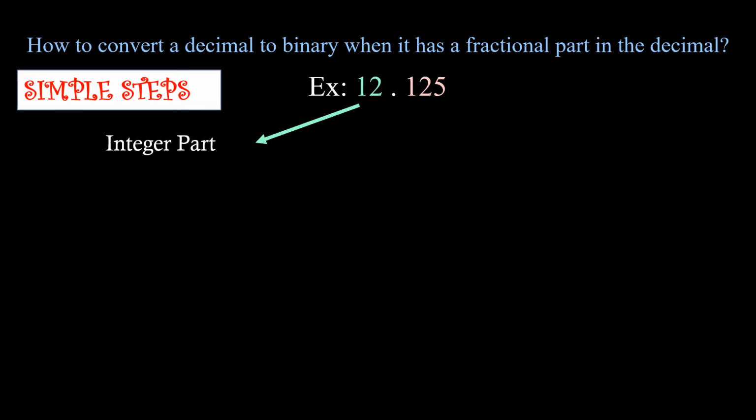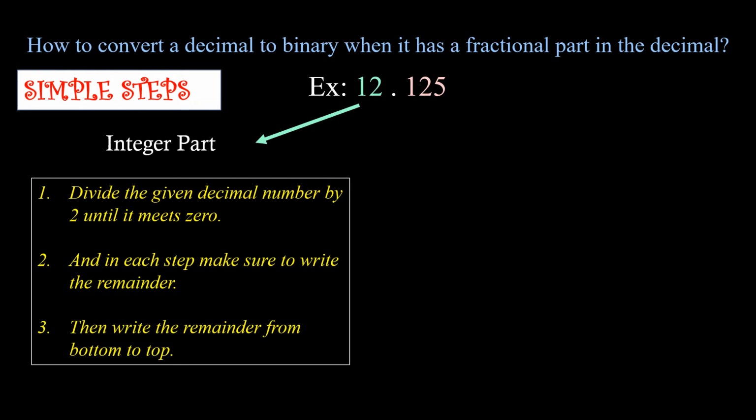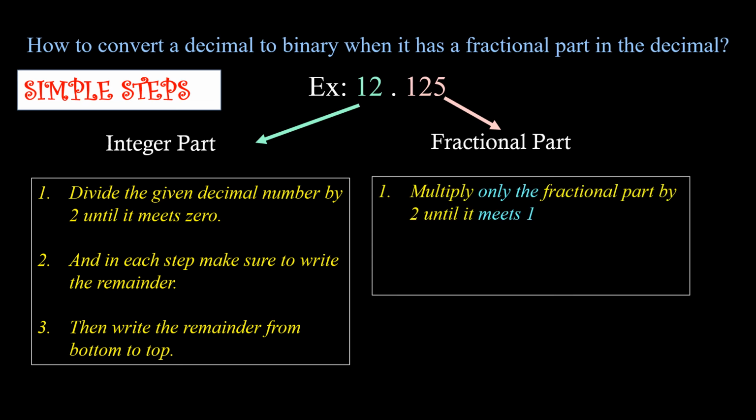To convert the integer part into a binary number, you have to follow the same steps that we followed previously. That is, you have to divide the given decimal number by 2 until it meets 0, and in each step make sure to write the remainders. Then write the remainders from bottom to top. And the new thing is how to convert the fractional part into binary. It's really easy. You have to follow only two steps.